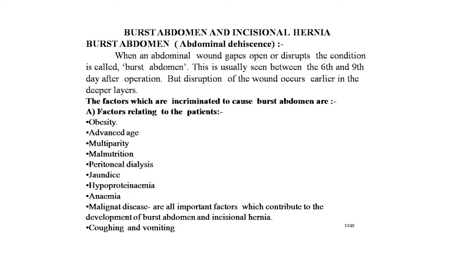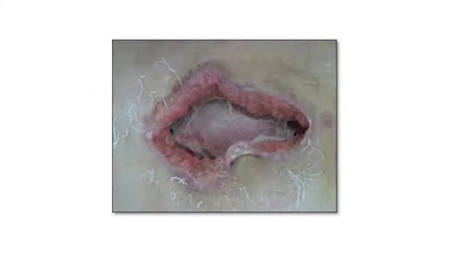Coughing and vomiting. Dear students, here is the image you can see on your screen, that is the dehiscence of the wound. The wound is totally gaped and the internal organs of the abdomen are clearly seen in this image. This is the second image. The dehiscent wound is closed by deep tension suturing in complete wound dehiscence.